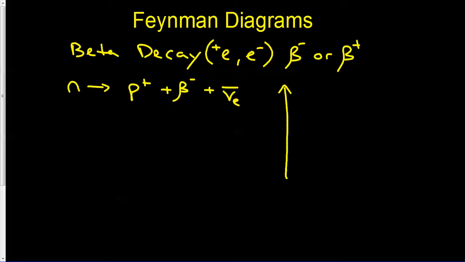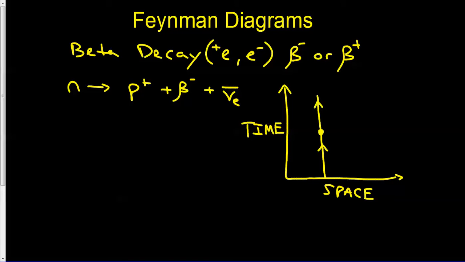Once again, we have space on our x-axis and time on our y-axis, which I know is a little funny. And let's say the neutron was stationary, so it's staying at the same location. At some undisclosed time, it is going to give off a proton. So it's going to turn into a proton.